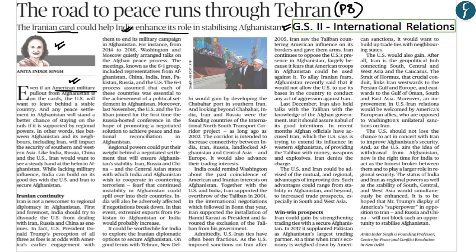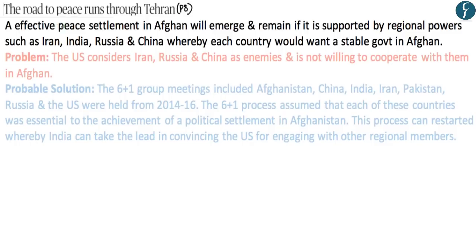Now, you should see this article from the perspective of GS Paper 2 within the section International Relations. Now, as you already understand, the United States is currently in negotiations with the Taliban for a peace agreement for Afghanistan. And similarly, Russia is also engaging in the Moscow format so as to form a peaceful settlement for Afghanistan.